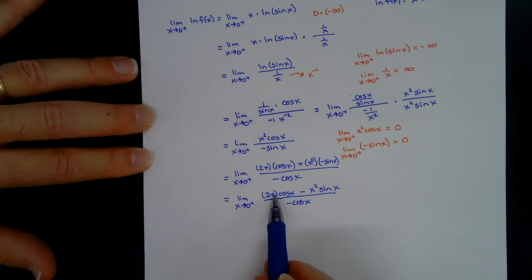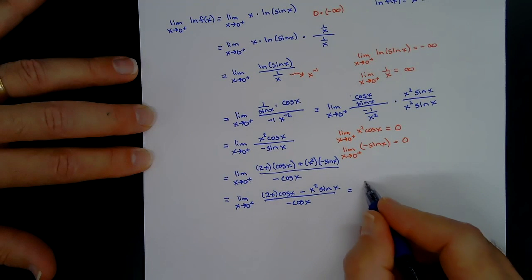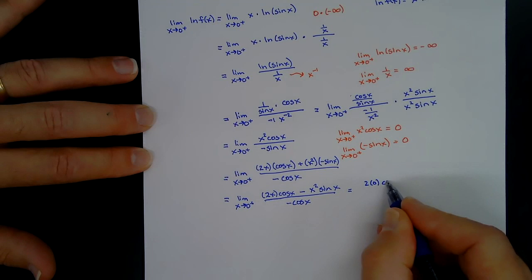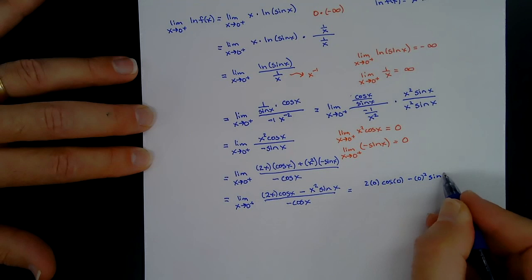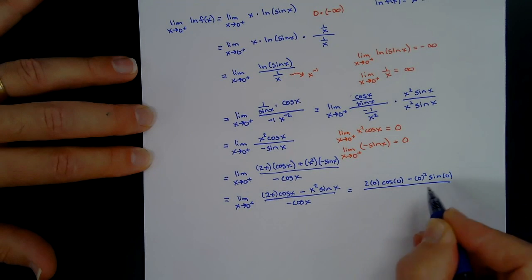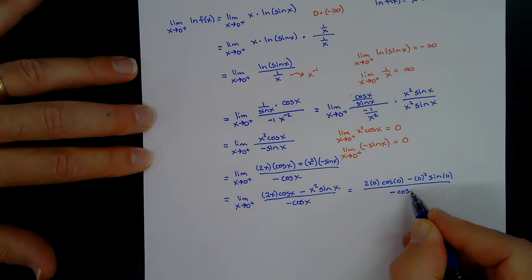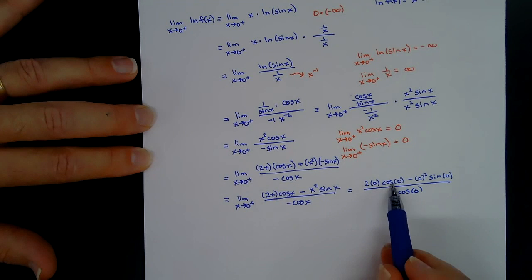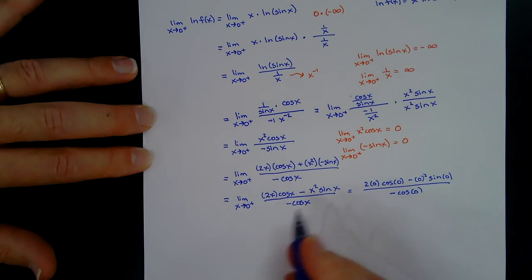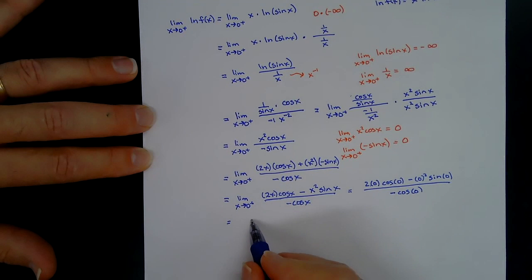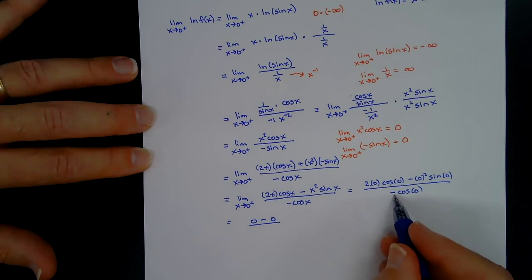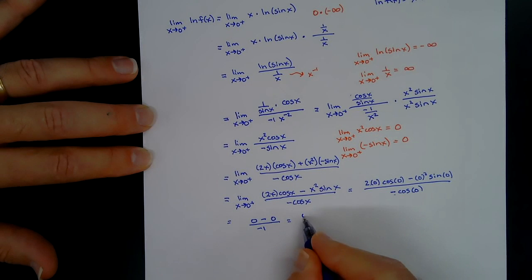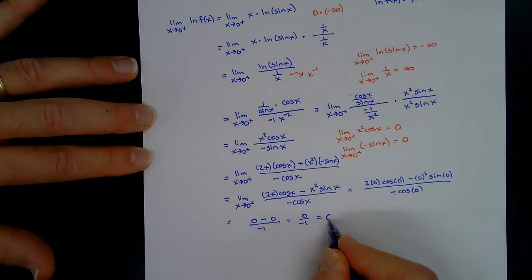So we're going to try to plug in 0 in here. This would be equal to 2 times 0 times cosine of 0 minus 0 squared sine of 0, all over negative cosine of 0. Because cosine of 0 is 1, the first term is going to be 0, minus, and this is going to be 0. And cosine of 0 is 1, but we're taking the negative of it, so it'll be negative 1. So we have 0 over negative 1, which is simply 0.